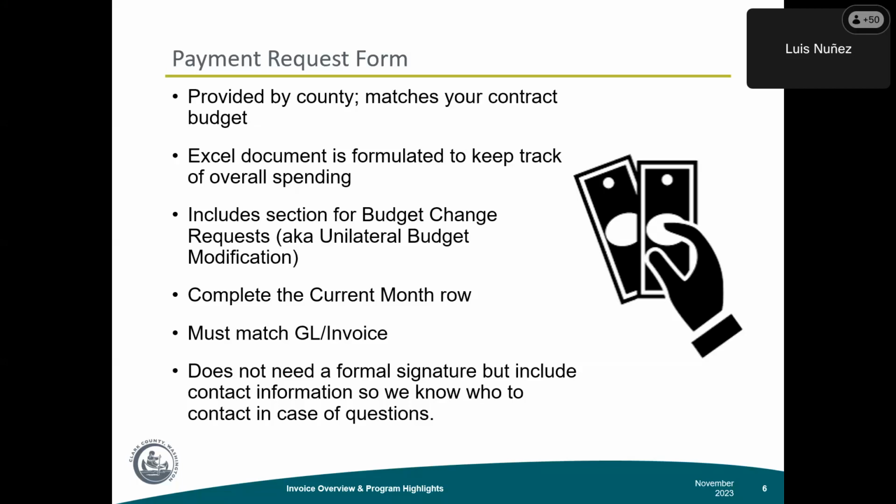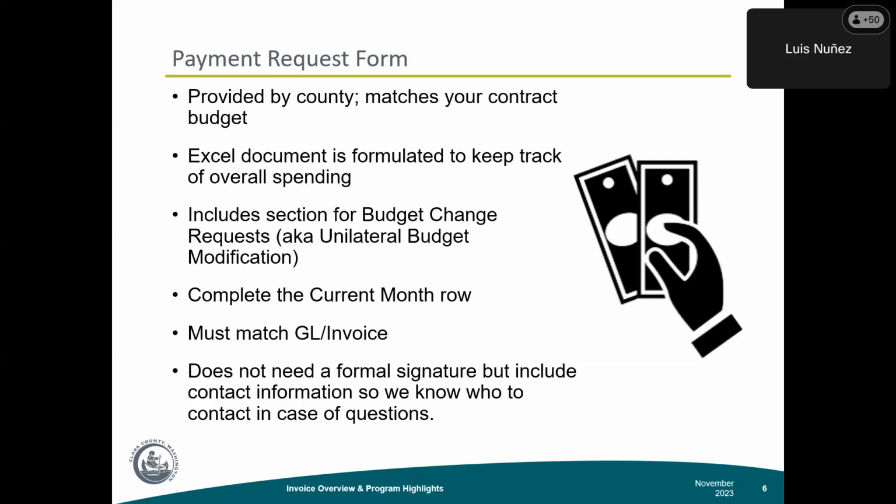And then each month you're going to be completing the correlating month. So if you are submitting a July invoice, you'd be filling out the July row on it. And then please make sure that the invoice total matches the GL and the claim voucher. And we'll show you in the next slide what I'm talking about.